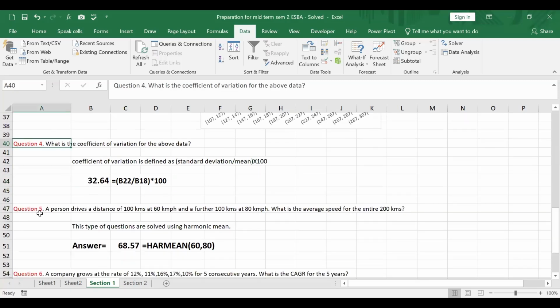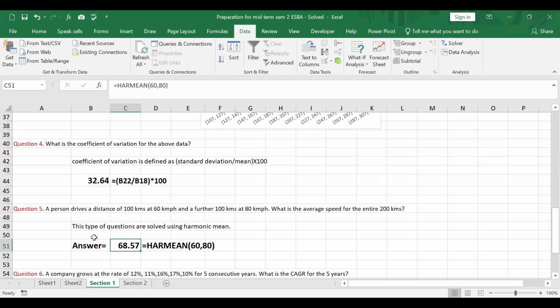Coefficient of variation. A person drives 100 kilometers at 60 kilometers per hour and a further 100 kilometers at 80 kilometers per hour. Such problems are solved using the harmonic mean. So the formula here is HARMEAN of 60 and 80. The only thing I have to remember is that the distance has to be the same. If it is 100 kilometers there and 50 kilometers here, this harmonic formula will not work. The distance has to be the same, then only you will get 68.57 kilometers per hour as the average speed.